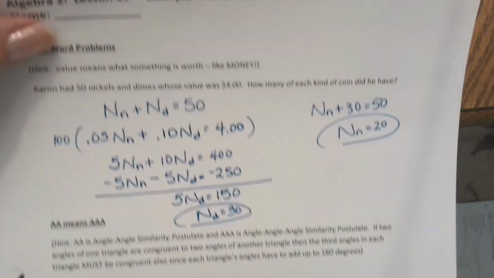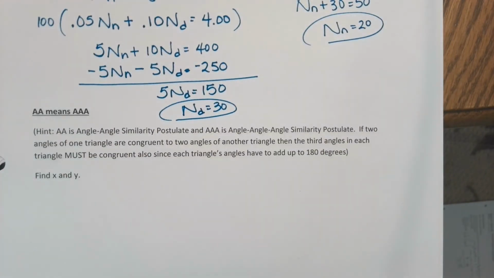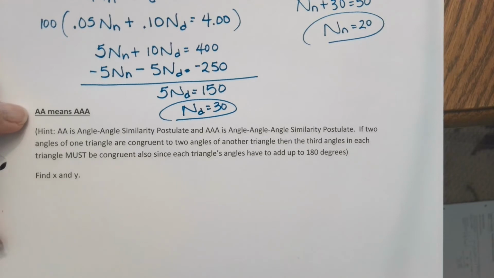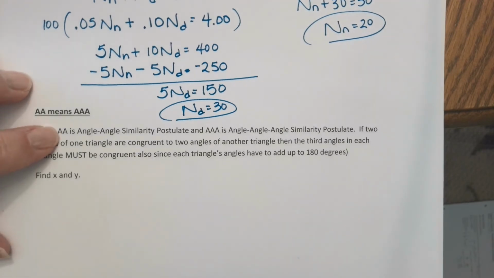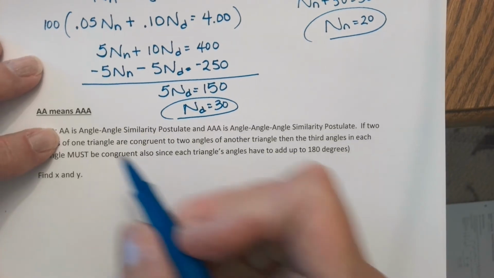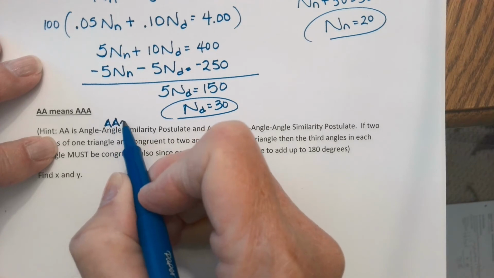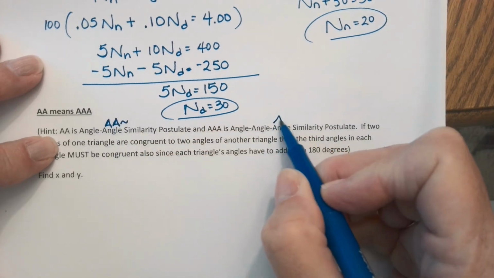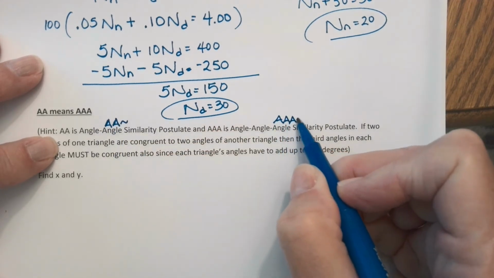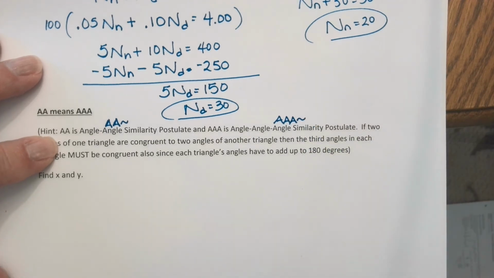Okay. The next one is another geometry reminder that if I say angle, angle, it's the same thing as saying angle, angle, angle. So I said AA is angle, angle similarity and angle, angle, angle similarity. So in your geometry book, it was just called this. In this book, you might see it written like this. Remember, that's the symbol for similarity.